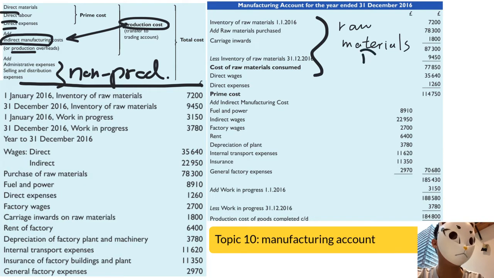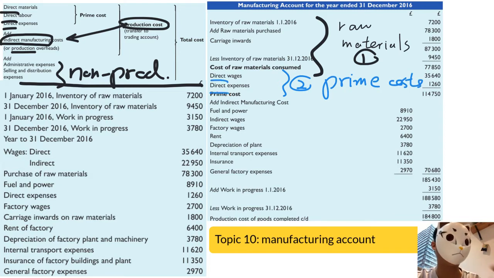I will put number one here, and then number two. From the cost of raw material, we would work out the prime cost. That means we will add up the direct wages, direct expenses, all the direct items. And then next, we will add up all the production items, including indirect wages.